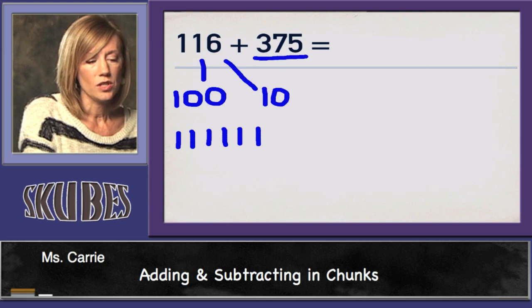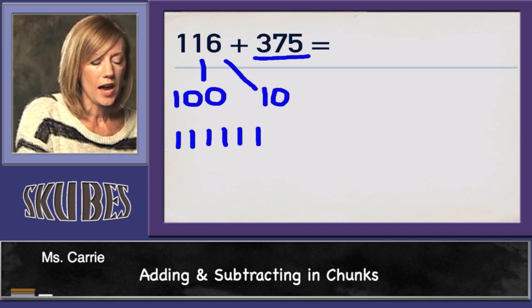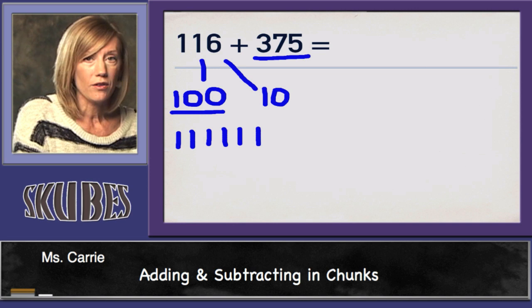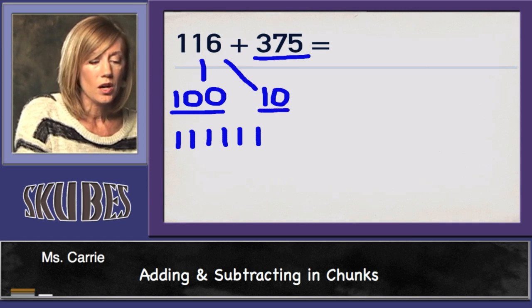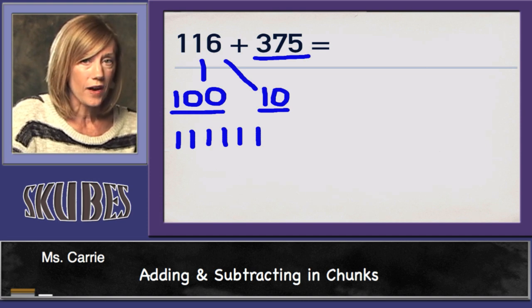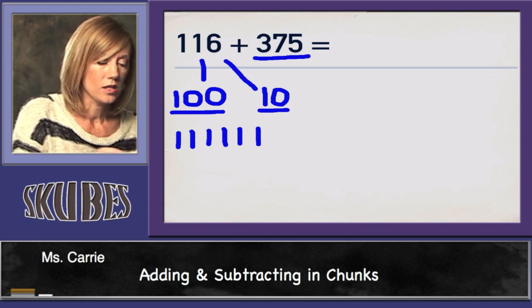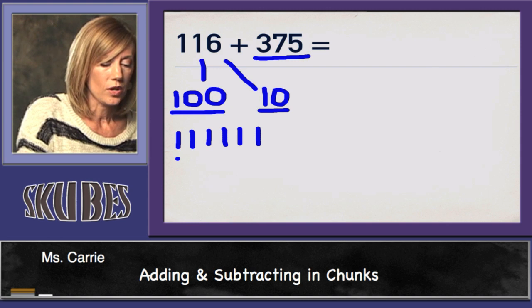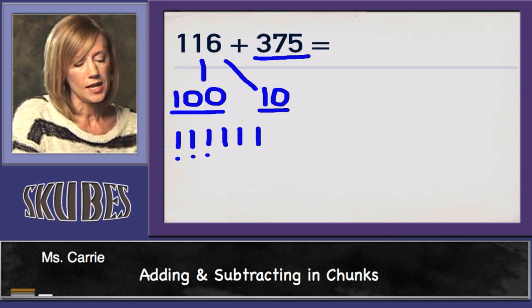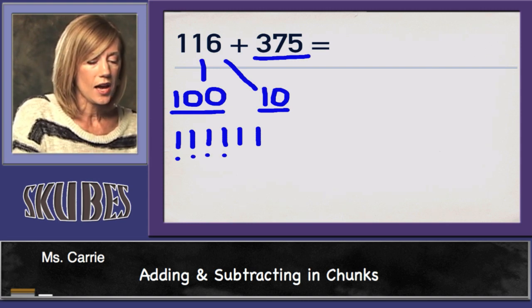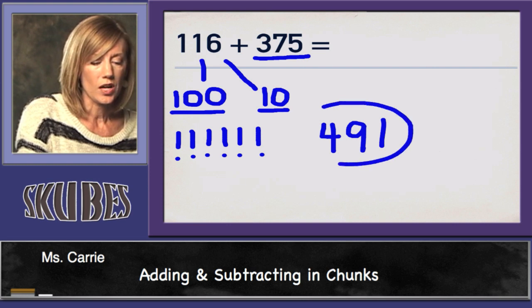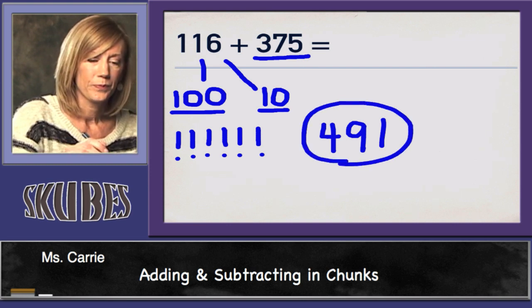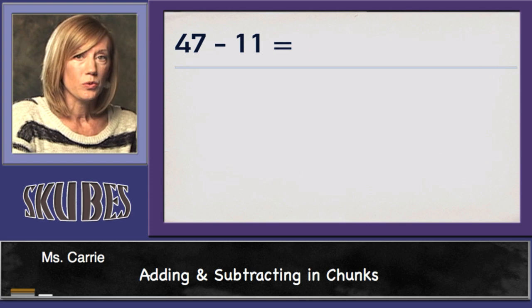Let's start with 375. If we add 100, we get 475. If we add 10 more, we're up to 485. And then let's count our ones. 486, 487, 488, 489, 490, 491. Our answer is 491.